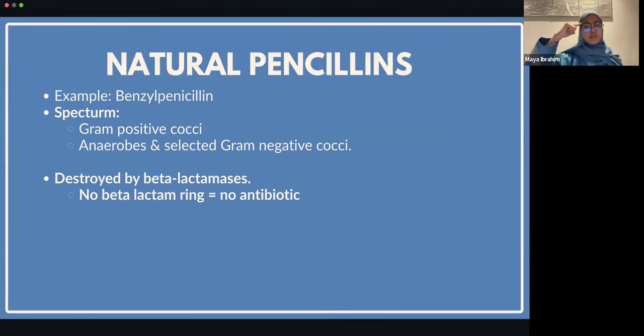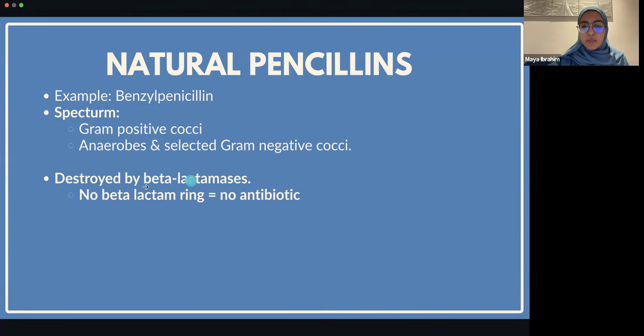How I like to think of them is that they are natural, right? Natural, benzene, petrol, that's natural. So it's called benzyl penicillin, okay? The spectrum is gram-positive cocci, anaerobes, and selective gram-negative cocci. You don't need to know the spectrum if it's not distinct. I just added it here for the sake of completion, but if a spectrum is not distinct, then you don't really need to know. Natural penicillins, they're not used that much because they're not that strong.